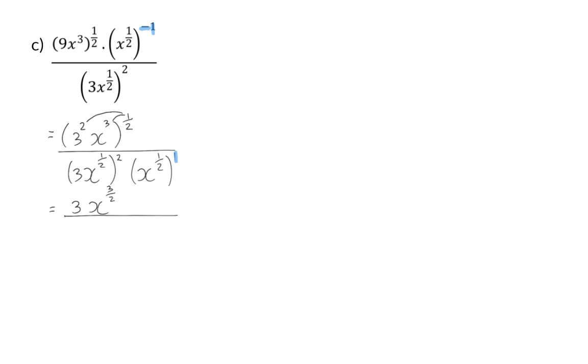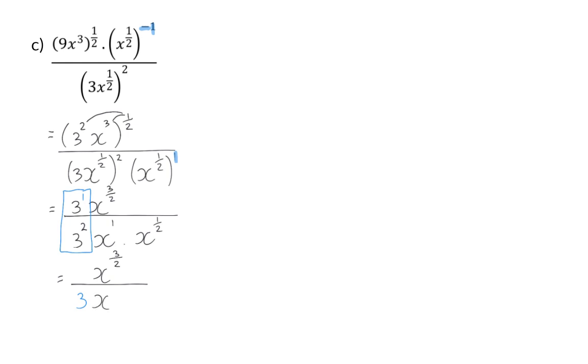And in the denominator, we will do the same. So we will have 3 to the power of 2 times x to the power of 1 multiplied by x to the power of a half. Now we can simplify the 3 to the power of 1 divided by 3 squared by subtracting the exponents. And because there were more 3's in the denominator, the 3 to the power of 1 that is left will be in the denominator. Next up, I will simplify the x values in the denominator by adding the exponents.